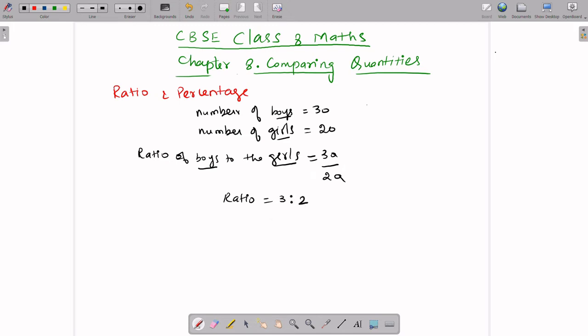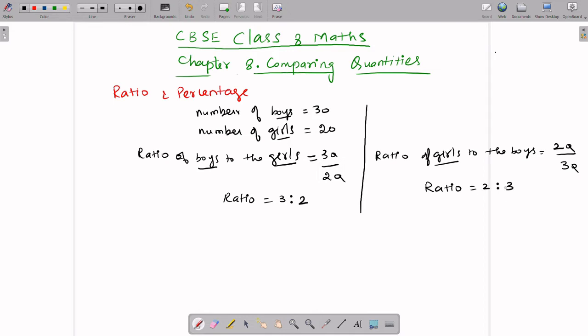In the same way, you can find the ratio of girls to boys. The ratio of girls to boys: first you write the number of girls, which is 20, and the boys is 30. So 2/3. You can write this ratio as 2:3. Next we will see percentage.